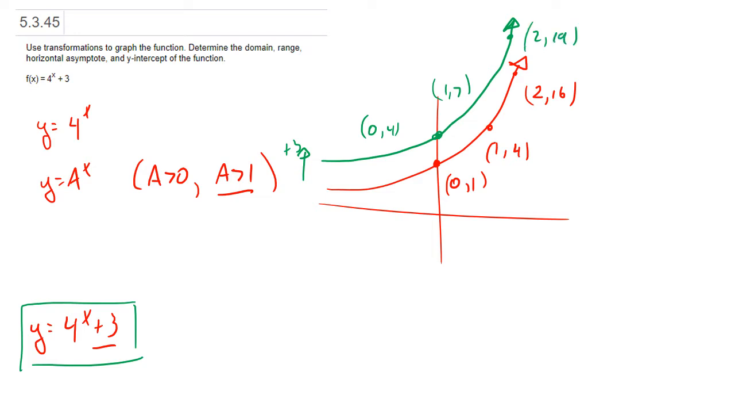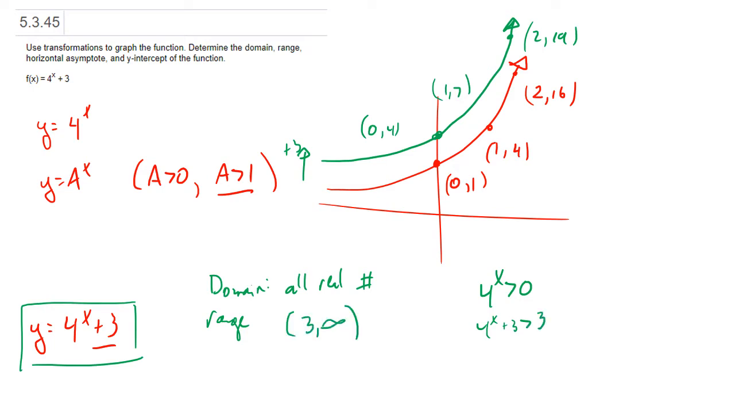Okay. Determine the domain, range, horizontal asymptote, and y-intercept. So the domain for an exponential function is all real numbers, and adding 3 does not interfere with that, so that's all reals. Okay, the range, typically for an exponential function, the range is all positive numbers. So 4 to the x must be positive, which means 4 to the x plus 3 must be bigger than 3. So the range is all numbers larger than 3 and not including 3.